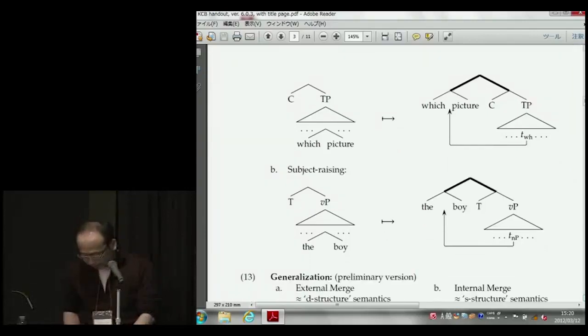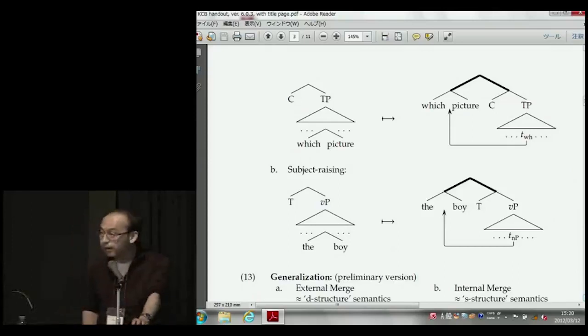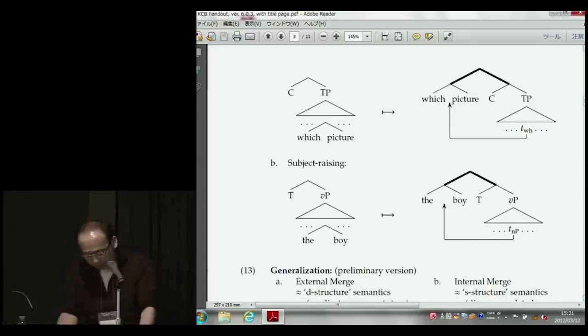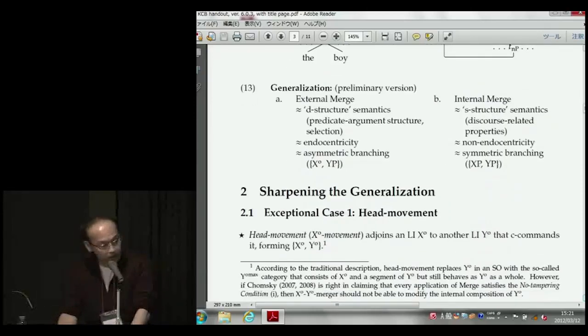Thus, it is a curious fact about internal merge that, unlike external merge, it almost always generates symmetric XP-YP structures. So external merge seems to always create X0-YP structures, whereas internal merge seems to create symmetric XP-YP structures. That's the kind of pattern we are seeing. So generalization 13, a kind of preliminary version, is stated there.